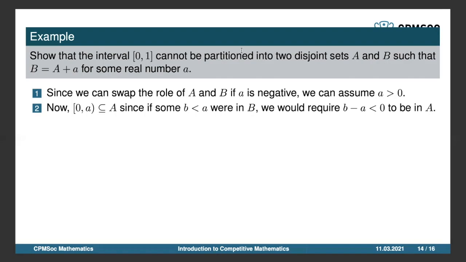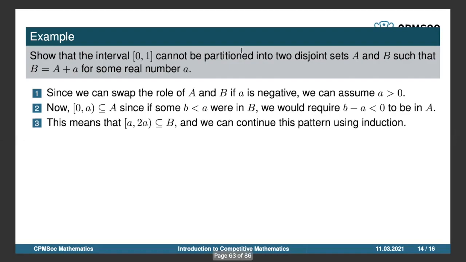So the first section of our number line must be included within A. And now we can think about, if we add A to all of those numbers, they need to be in B, because B is defined as take everything in A and add A to it, right? So the next part is we know that A up to 2A must be inside B. So A to 2A must be inside B. And we can continue this pattern using induction.